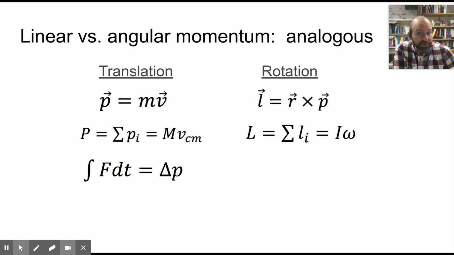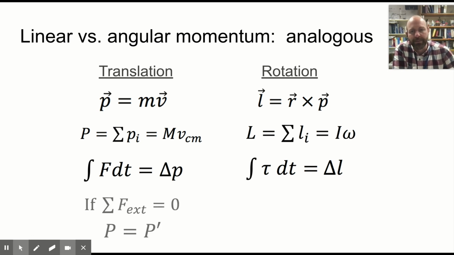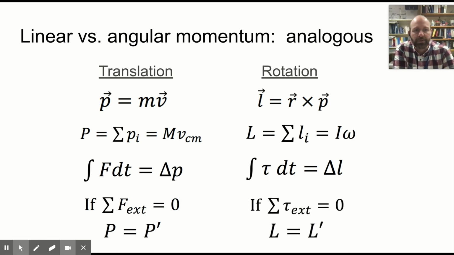For impulse, the sum of all the F dt gives us a change in momentum. We have the same basic idea in rotation: the sum of all the net torque impulses, the integral of tau, that's for torque, dt, equals the change in angular momentum. If there are no net external forces, the linear momentum is conserved. If there are no net external torques, the angular momentum is conserved.